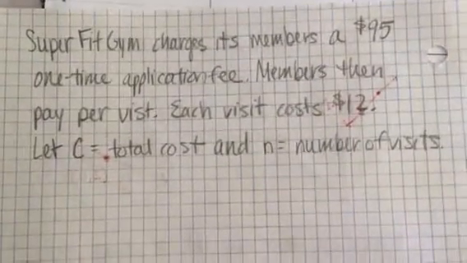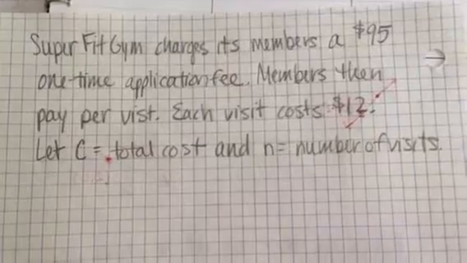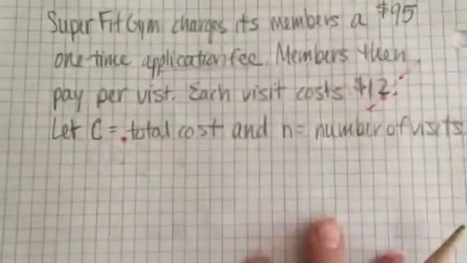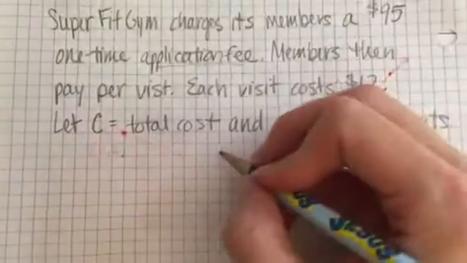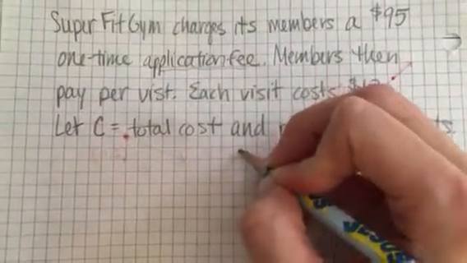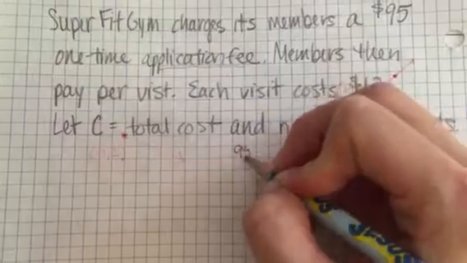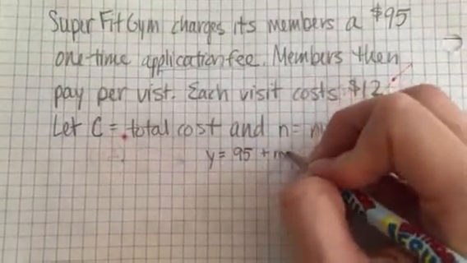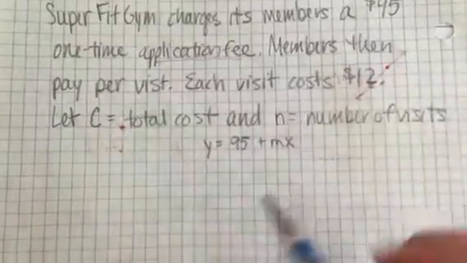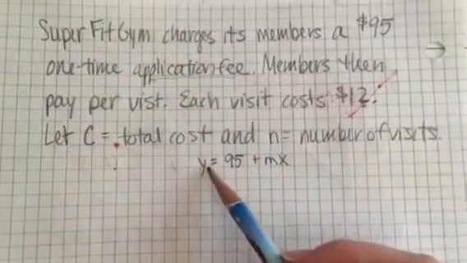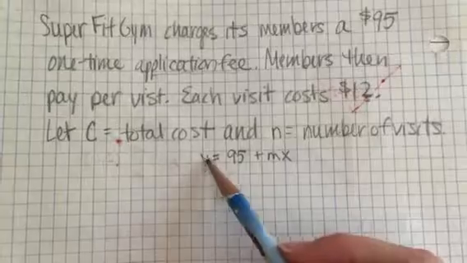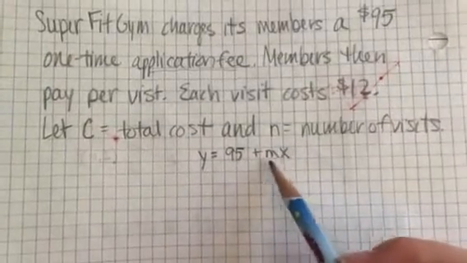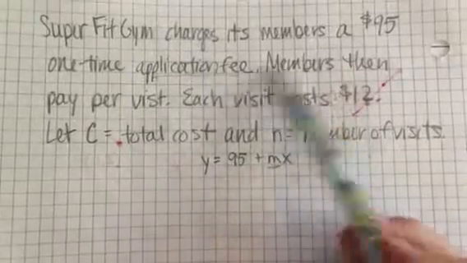A gym, Superfit Gym, charges its members, again, a one-time application fee. So like I said on the back, that would be our y-intercept, or our b. And in this case, I flip-flopped. I used the commutative property, and I wrote a y equals b plus mx equation. So now what is that m? What is that slope? I'm going to keep reading.